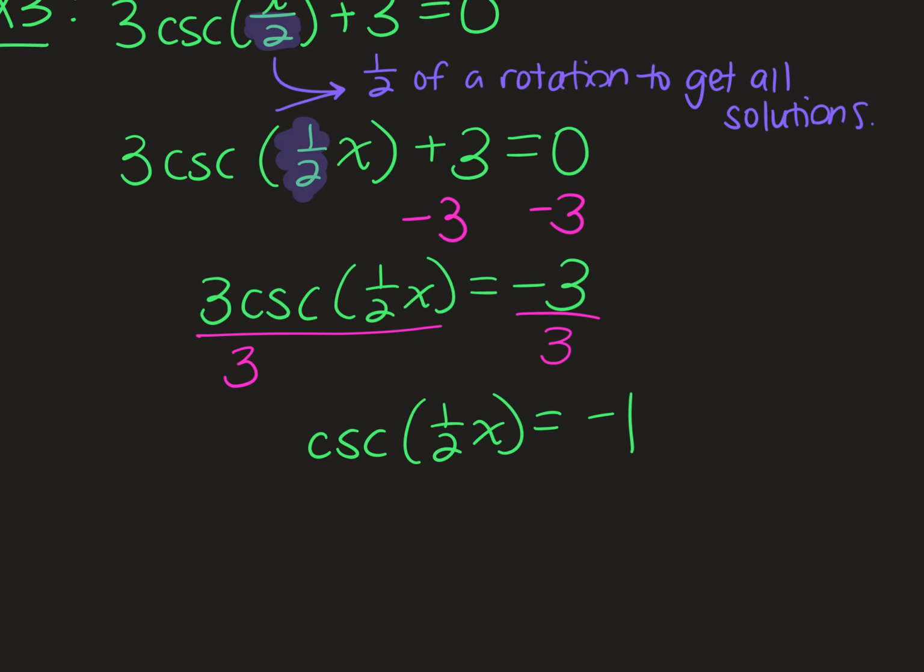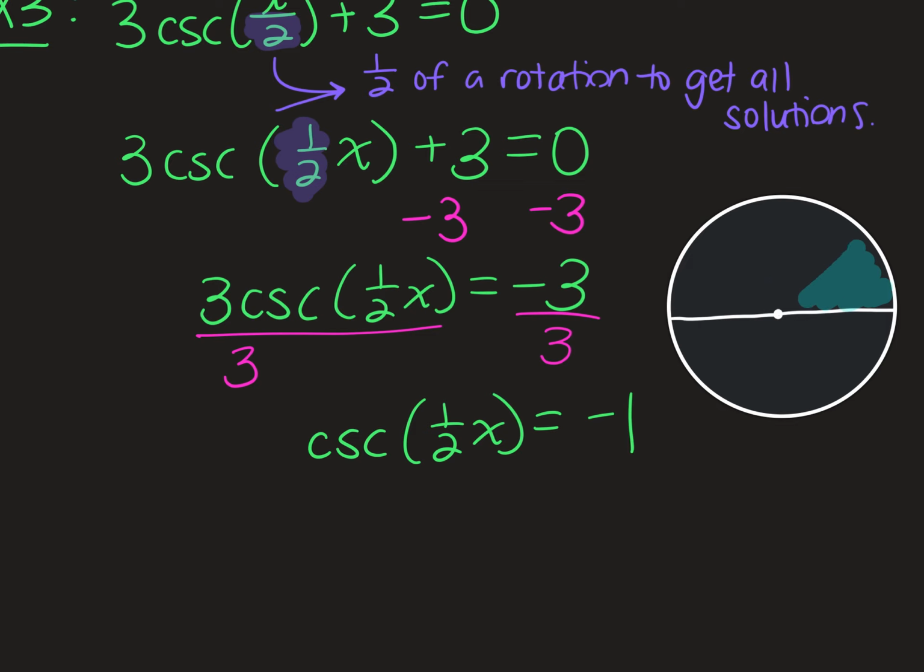Now I want you to think about your unit circle. And I'm going to just draw a little guide for a unit circle up here. So if we have this as our unit circle, we are only looking for answers that fall within half of a rotation. So a half of a rotation would take us from 0 to pi. So we only want answers that fall between 0 and pi, because that's what that 1/2 means.